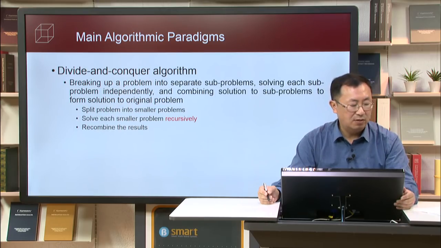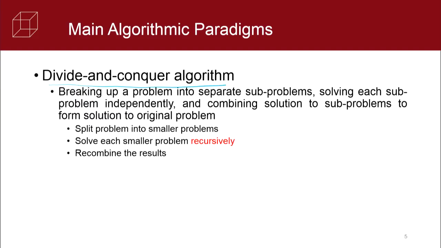Okay, so another example of an algorithmic paradigm is the divide and conquer algorithm. As you may guess from the name, this algorithm breaks up a problem into separable subproblems, solves each subproblem independently, and combines the solutions to the subproblems to build up the solution to the original problem. So we split the problem into smaller problems and solve each smaller problem recursively, and then we combine the results from each smaller problem.